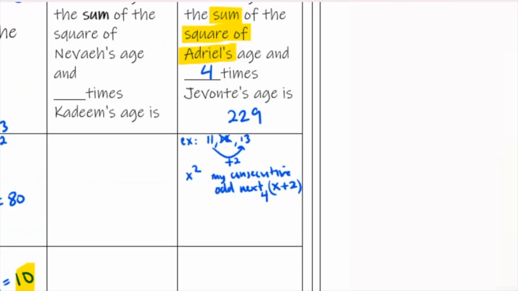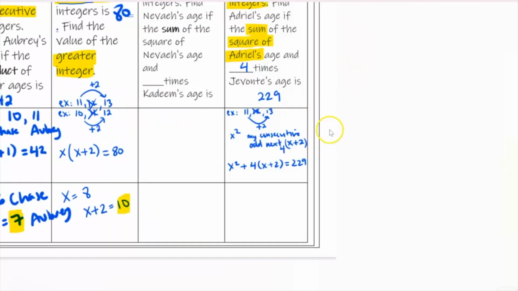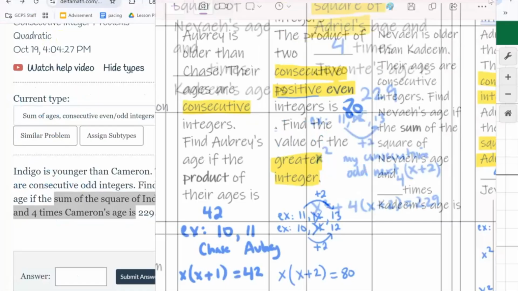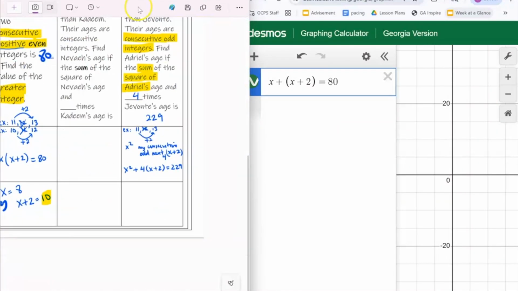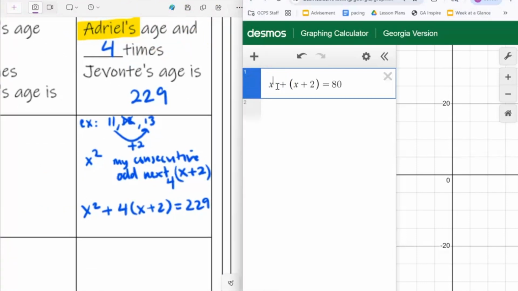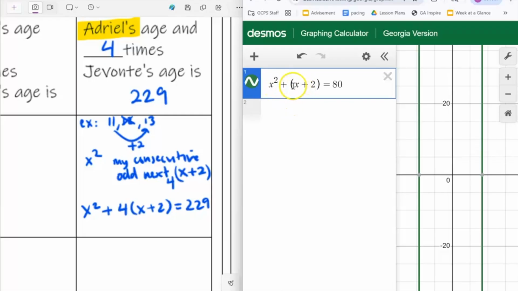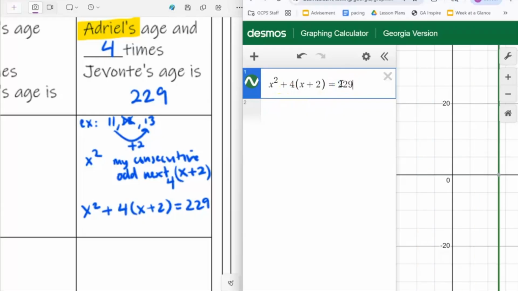So now I got it. We're going to have x squared, plus, because it says sum, 4 times J's age, and that's going to equal 229. Again, the hardest part is getting the algebraic expression. After that, you're just going to put it into the calculator and see what those numbers are.